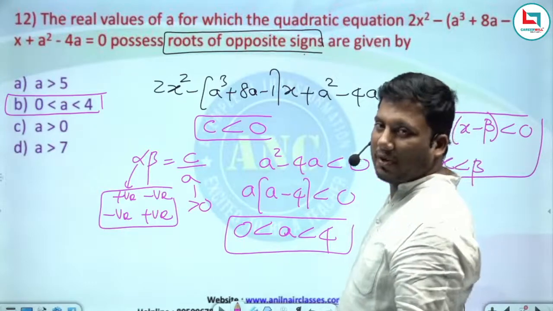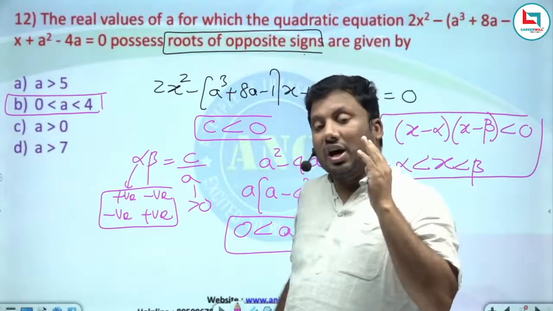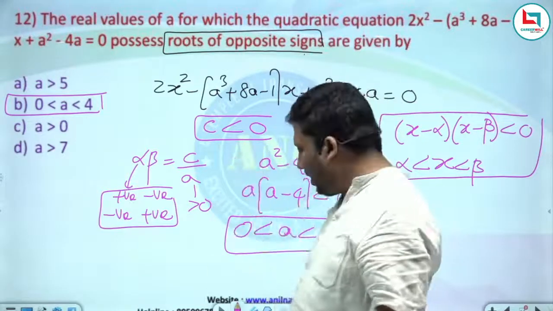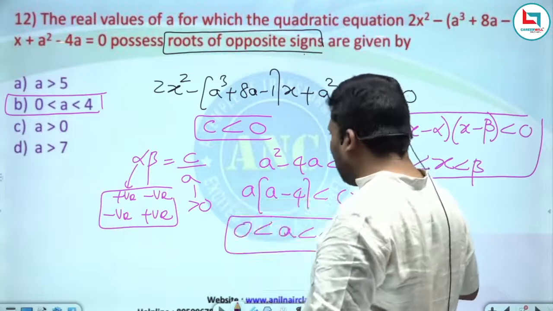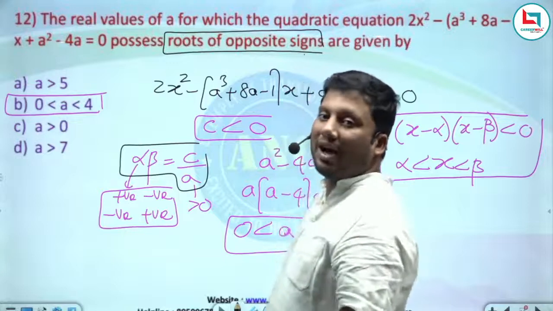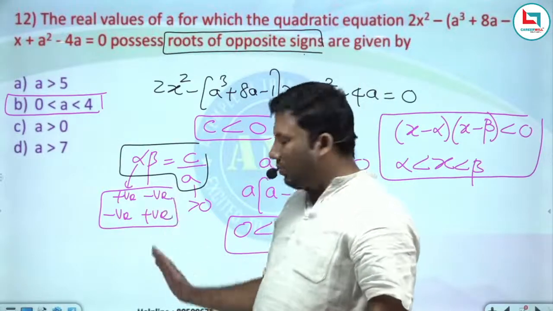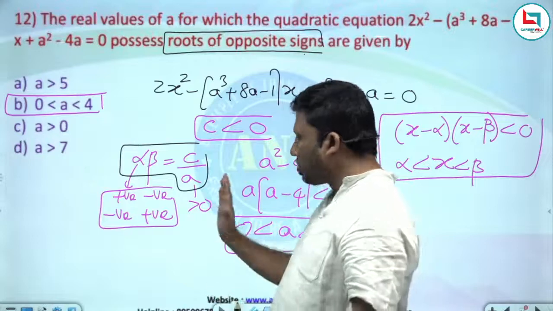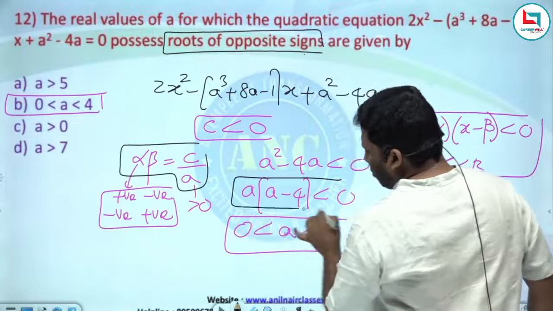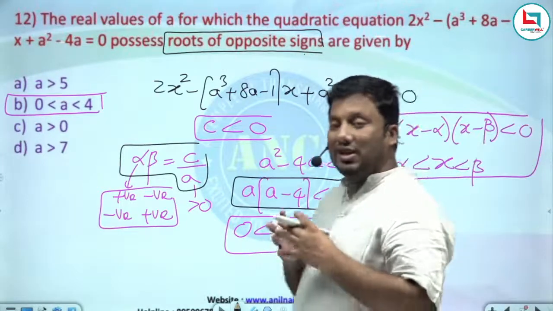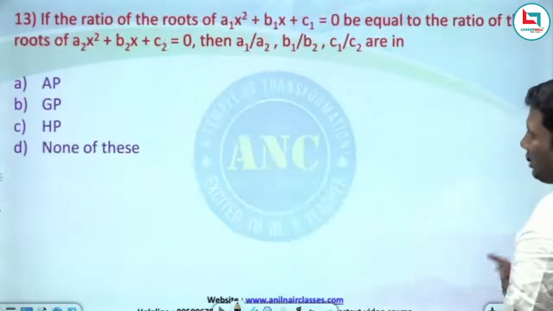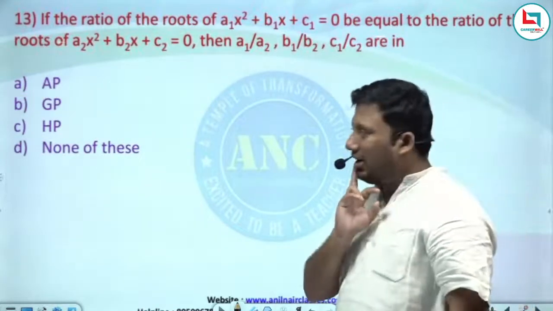There is a cubic expression. Whenever the roots are opposite in sign, what is the condition in a quadratic expression? C will be less than 0. This is the proof for it. One is positive, another is negative. Positive into negative is negative; negative into positive is negative. So A is greater than 0, that means C is less than 0. A common, a into (a minus 4) less than 0. If there is a less than inequality, it lies between the roots. 0 less than a less than 4.